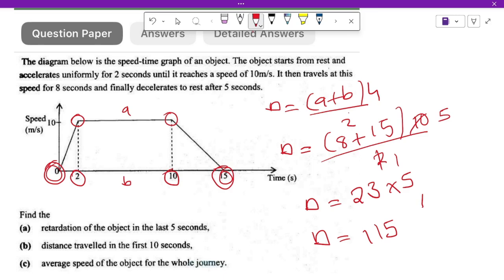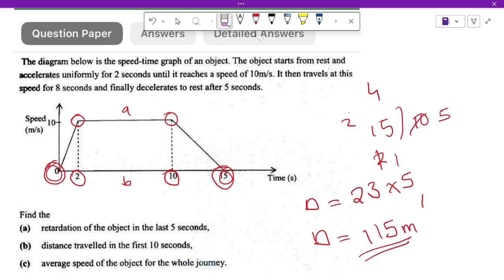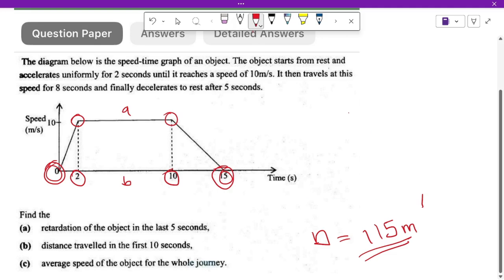So 115 meters. That is the distance for the whole journey. Now we can find the average speed for the whole journey. We simply say speed is equal to distance over time. The distance is what we've just found here.